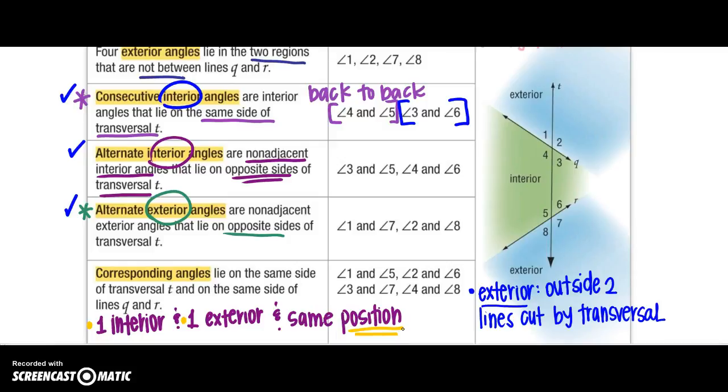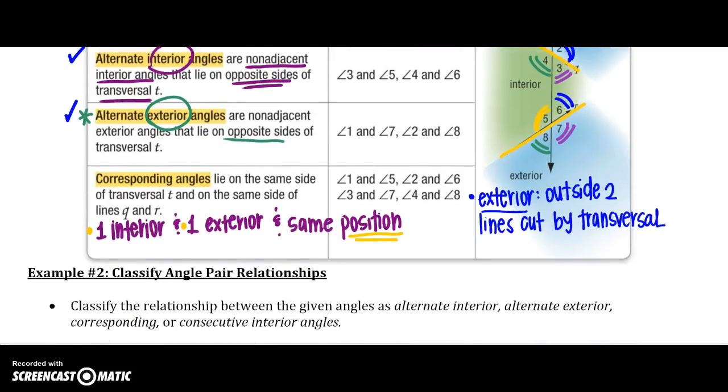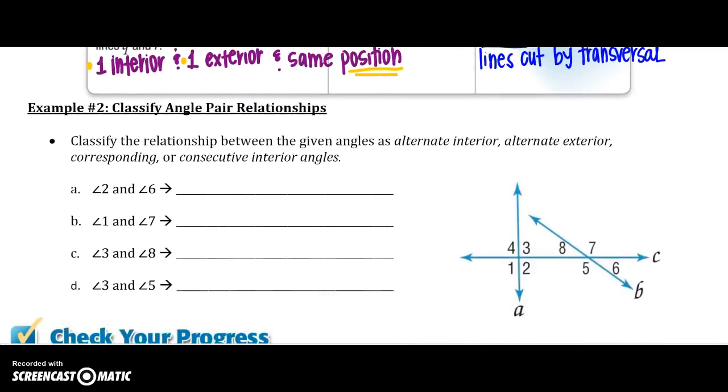So a corresponding angle might be angle 1. I'm lying on the same side of line Q. So that would be angle 5. I would also be able to say corresponding angles are 2 and 6. 8 is exterior, so its interior would correspond with 4, and then 3 and 7. So again, just getting used to the placements of our angles. So let's try some.